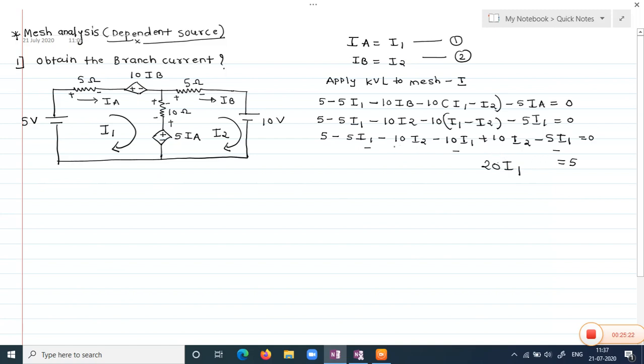Then you will see what is I2. I2 is present, yes, minus 10 I1 again plus 10 I2, means minus plus will get cancelled, means 20 I1 is equal to 5, you will get, that is the first equation. Means you can find out I1 easily. I1 is nothing but 5 by 20. You will get I1 is nothing but 0.25 ampere.